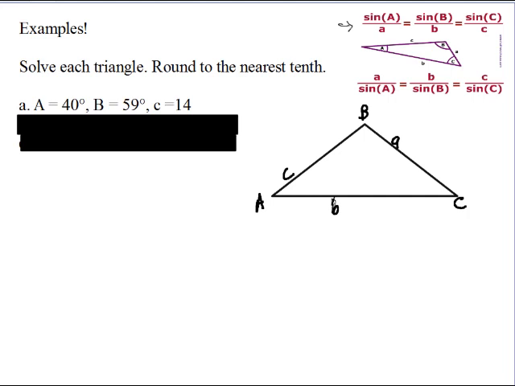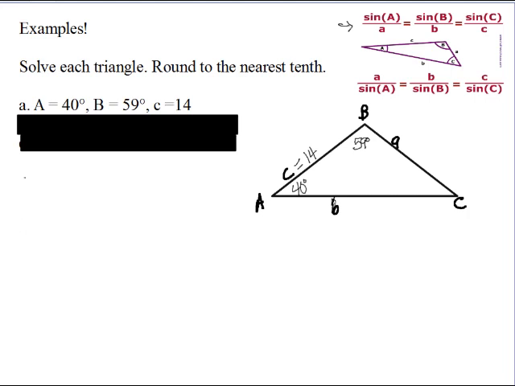In the example, it says solve each triangle and round to the nearest tenth. Remember, that's the first number after the decimal. So first and foremost, let's plug in what we know. Big A is 40 degrees. Big B is 59 degrees. And little c is equal to 14. We want to solve for the third angle and these two sides that we don't have.